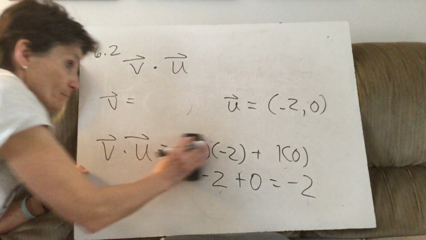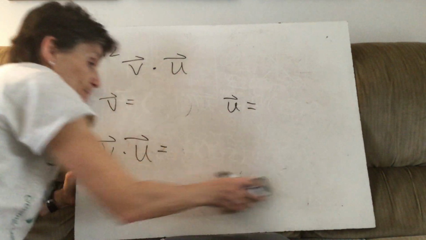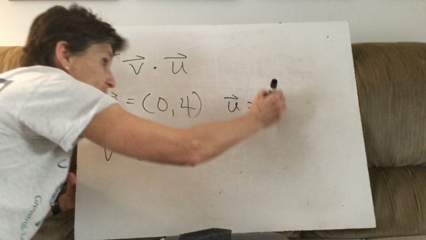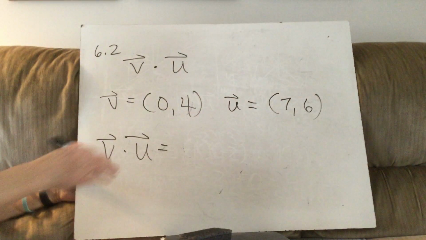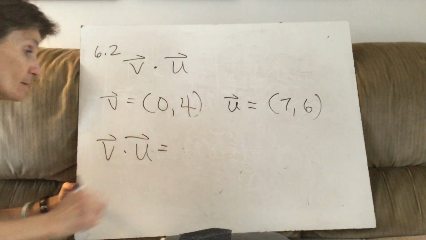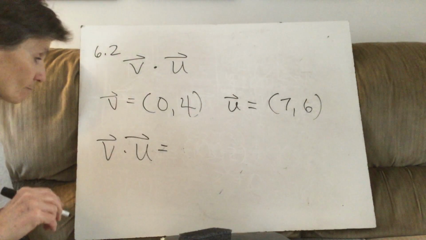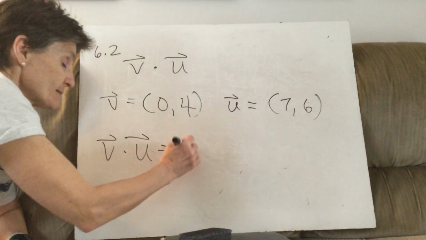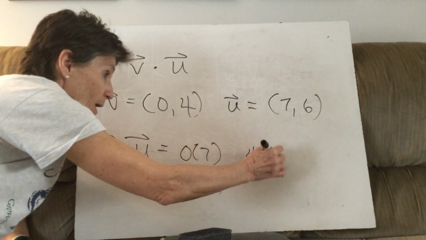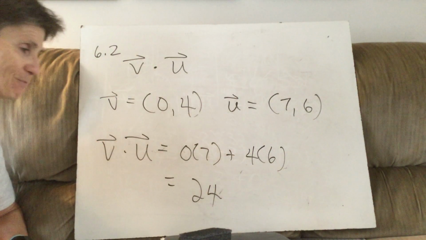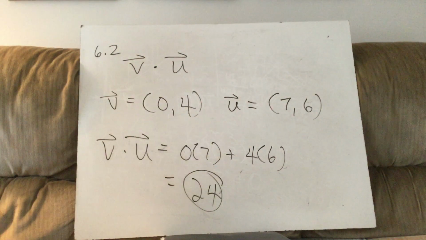All right, try the last one on your own for just a quick second here. The last one in this section, we have 0, 4 and 7, 6. So go ahead and find the dot product there. See what you come up with on your own. X times x, y times y, add them up. I hope you got 24. 0 plus 24. I hope you got 24 as your answer.